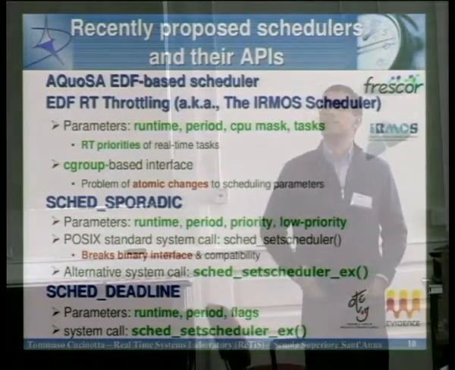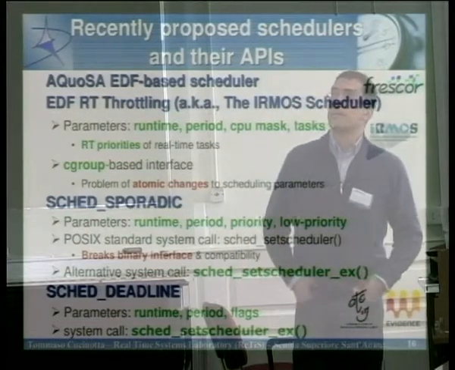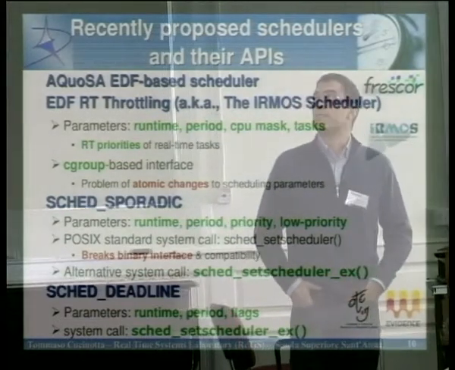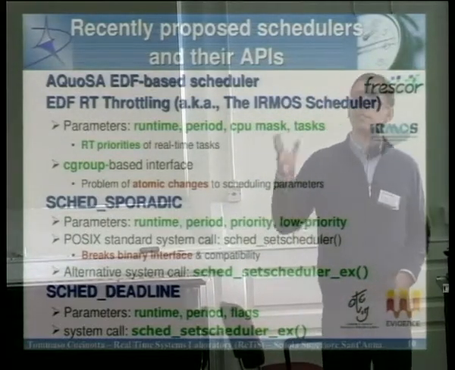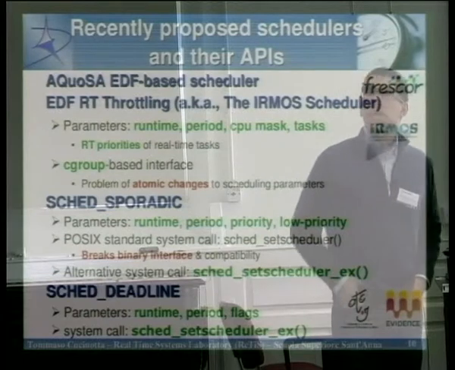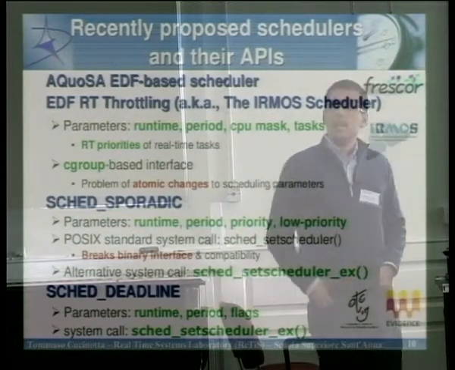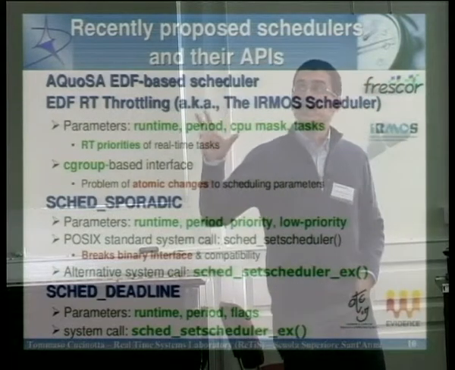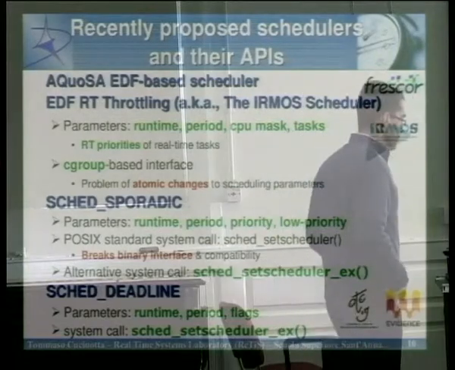in which we have this runtime and period configuration for each set of tasks. This is a scheduler for multi-core systems, so you may also configure the CPU mask or the set of CPUs, and you may exploit CPU sets and similar features. And it has a cgroup-based interface, so it has some problems which I'm going to talk about later.